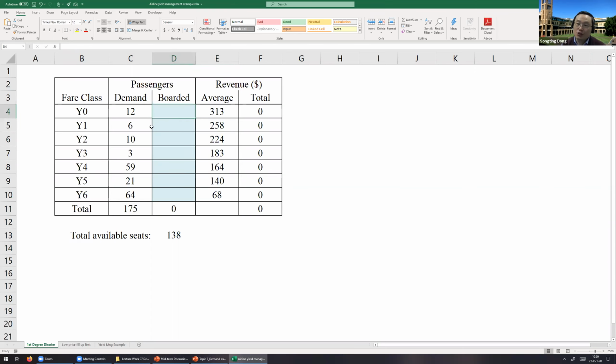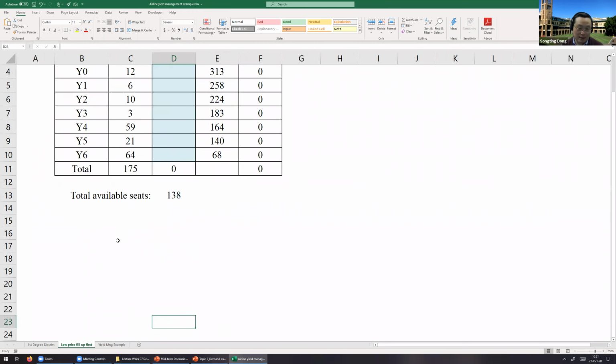So if we can charge whatever people are willing to pay, we will first give seats to these 12 people, so we can make this amount of money. Then give seats to the 6 people over here, 10 people over here, 3 people for Y3, 59 for Y4, and 21 for Y5. Then we still have 27 seats for Y6. So in the end, everyone from Y0 to Y5 gets a seat, and 37 people from Y6 do not get their ticket. And the maximum profit we can make is here, 22,545.